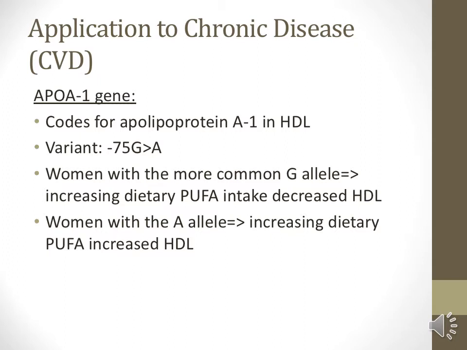And so for individuals with a normal allele, increasing polyunsaturated fatty acids results in a decline in HDL. And women with the altered allele had increased levels of HDL when PUFAs were increased. So this is particularly relevant, especially since the TLC diet recommends up to 10% of total calories from PUFAs.